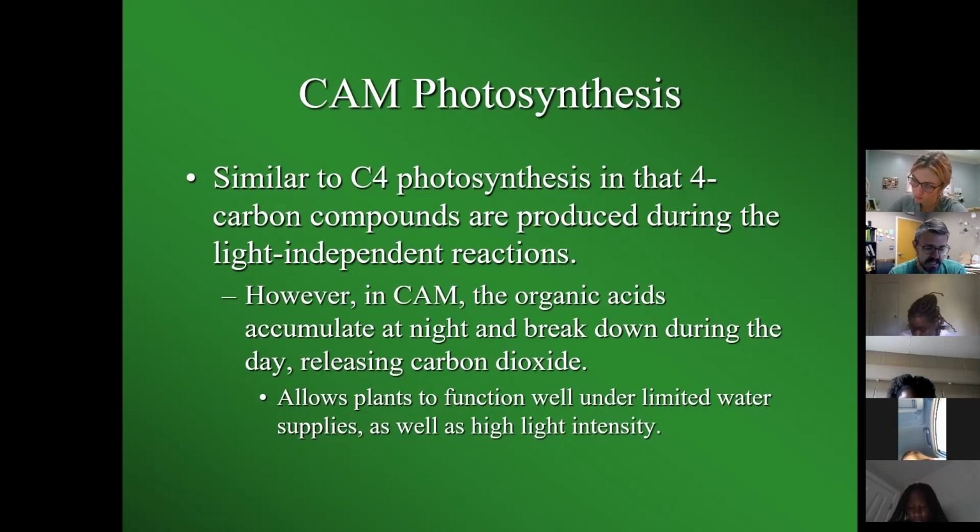So can you think of some plants that do well without being watered a lot? We have a certain term that we use for some of these plants. Succulents. Yeah, a lot of succulents are CAM photosynthetic.